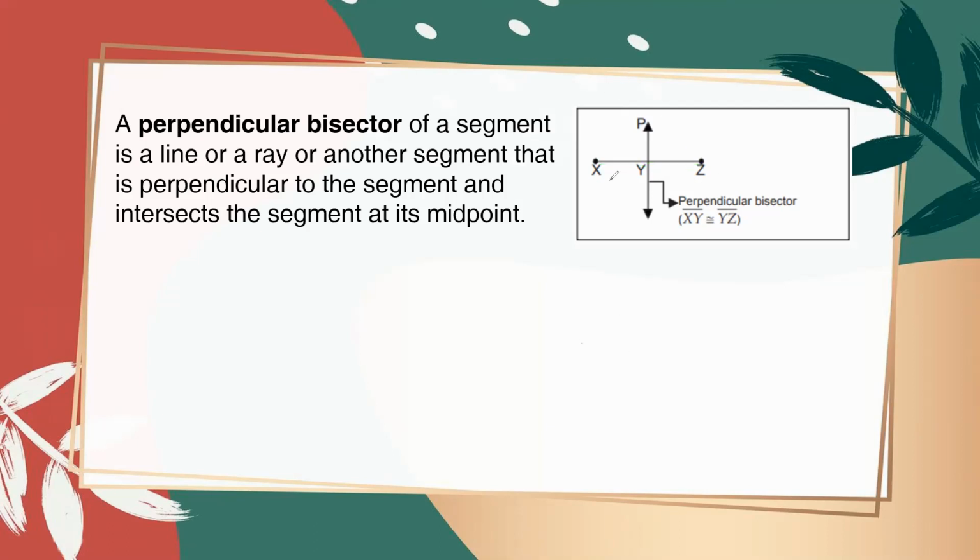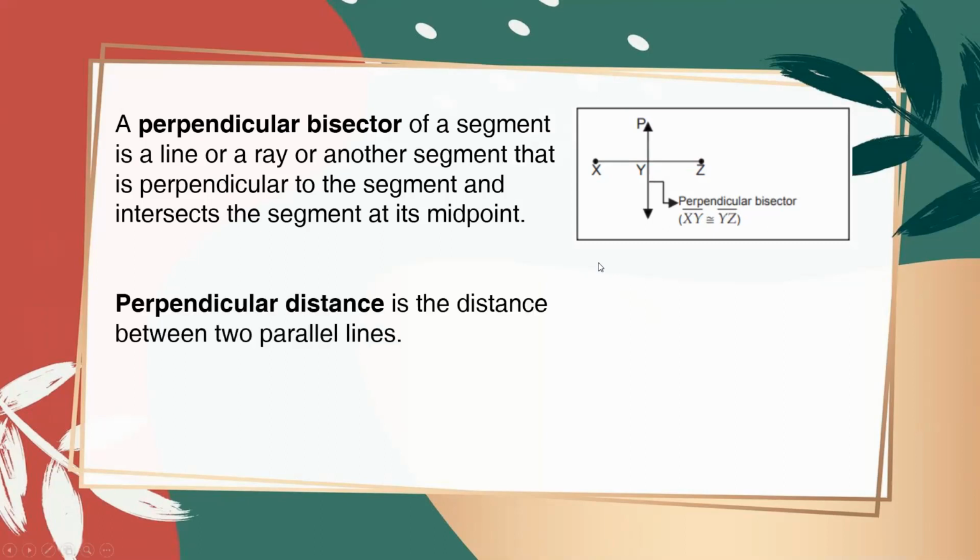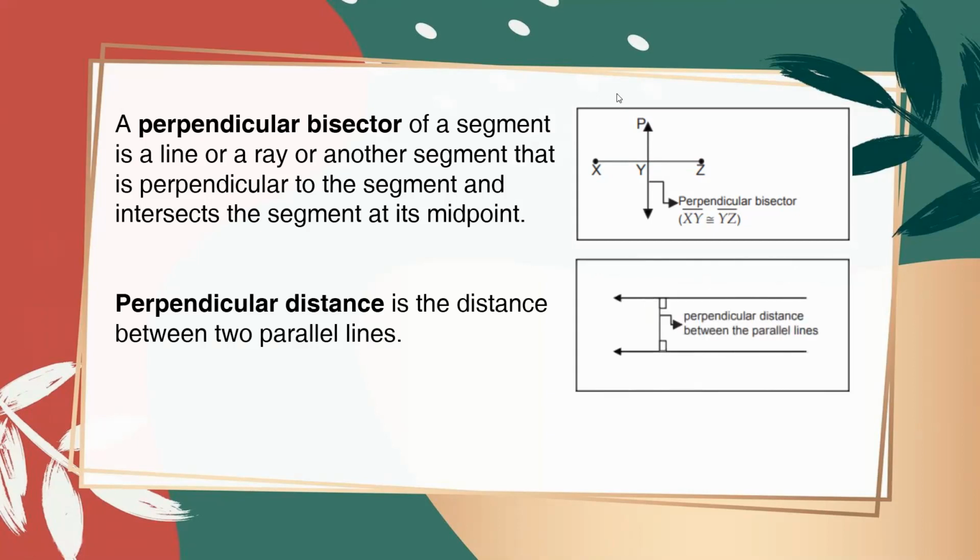Another, we have the perpendicular distance. Perpendicular distance is the distance between two parallel lines. I know that you are very familiar with the parallel lines. This is the parallel lines. This one is the parallel line and another parallel line. And this line here is the perpendicular distance between the parallel lines.